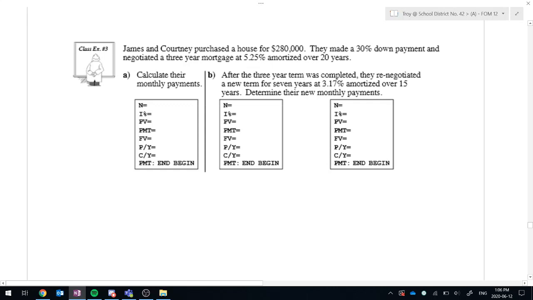So what I want you to work through is the assignment. The assignment is going to start on page 431, and I want you to do questions 1 to 4.